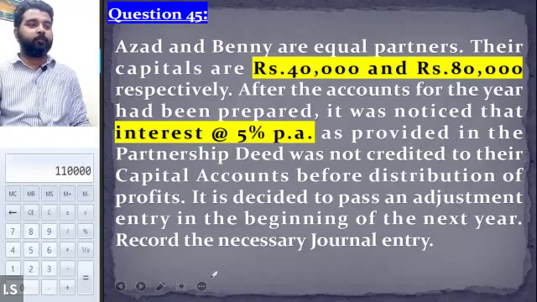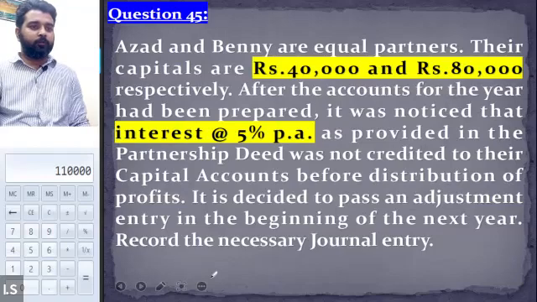Acha, Halima, just tell me the interest on capital that you calculated for the partners. 6,000. 6,000 is the total amount of interest, na? For Azad, it will be 2,000, and for Benny, it will be 4,000, right? Yes. Okay. All right.